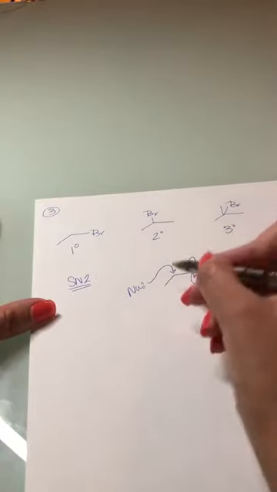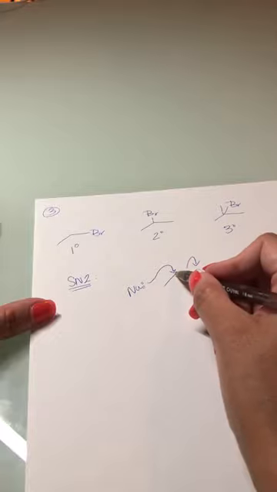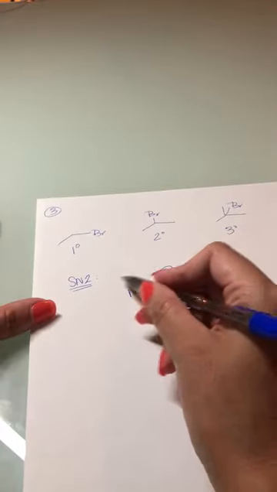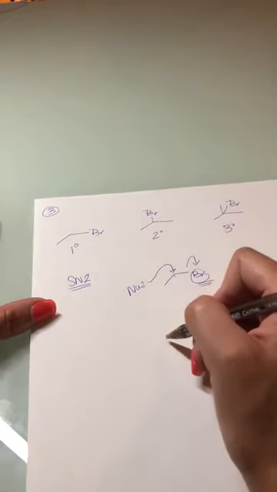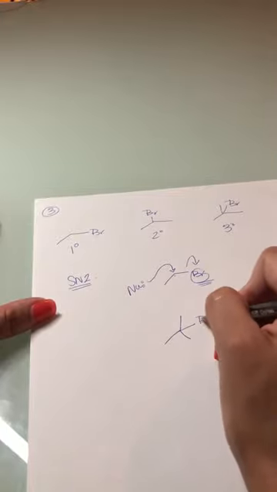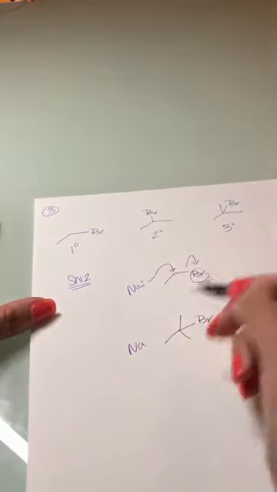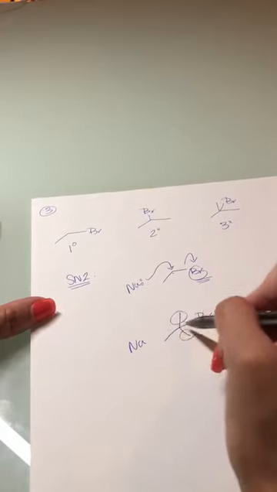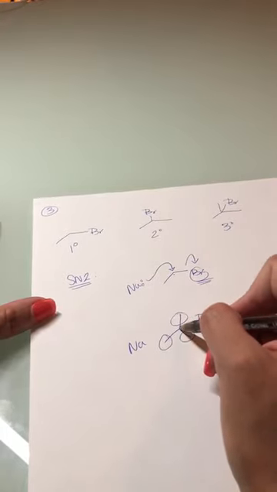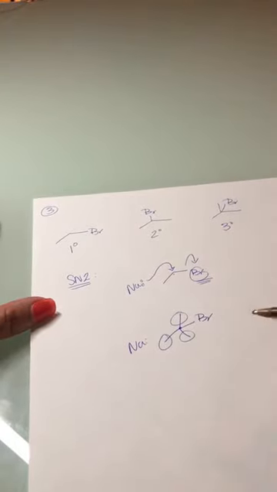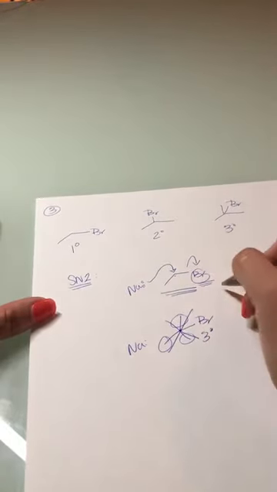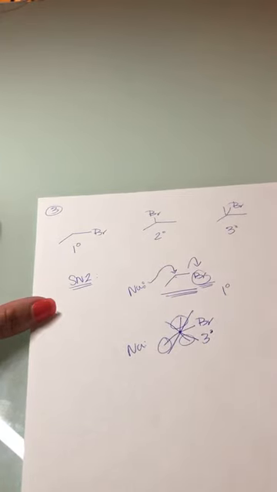So what we want is, we don't want this carbon to be crowded. We want the nucleophile to have easy access to this carbon. So if you have a tertiary haloalkane, then you have these groups crowding the substitution center, this carbon. So for SN2 reactions, we do not want tertiary haloalkanes. What we want is a primary haloalkane as a reagent due to steric hindrance.